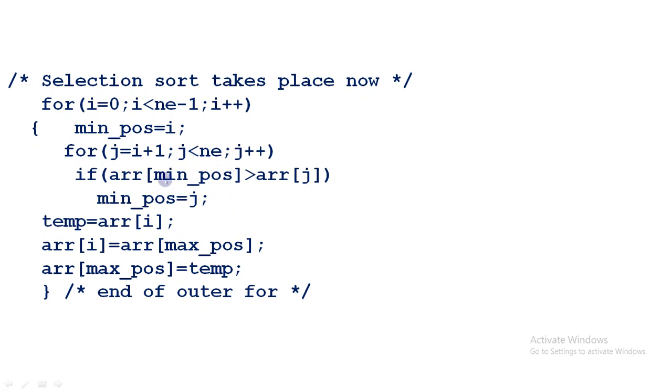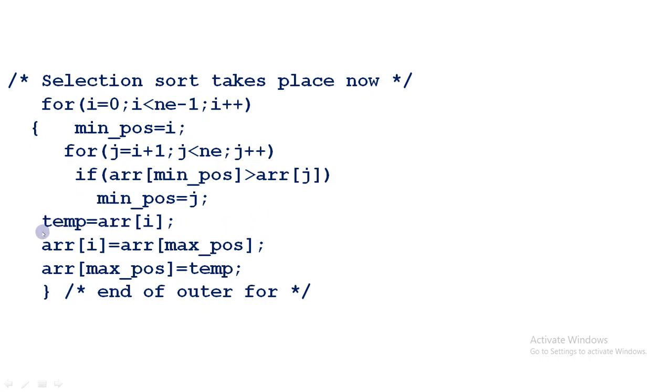If the element contained in the assumed position, that is minimum position, which is 0 in the first iteration, is really greater than array of J, that is the second element, because it starts from the second element, then minimum position will become J. After the completion of the inner for loop, what comes out with minimum position is the real position where the minimum valued element is residing from among the remaining elements.